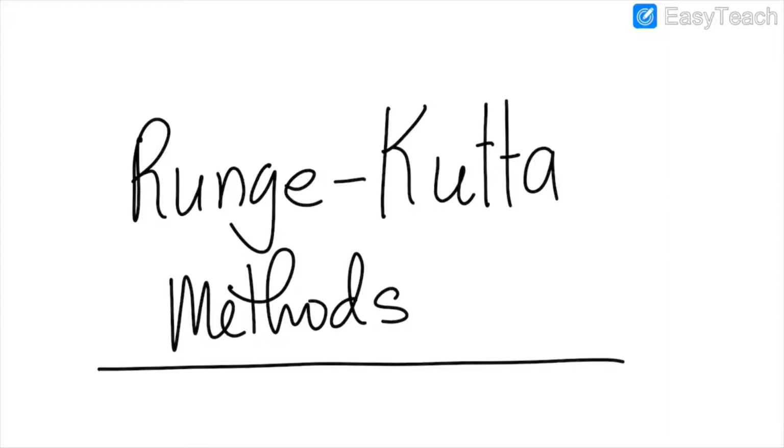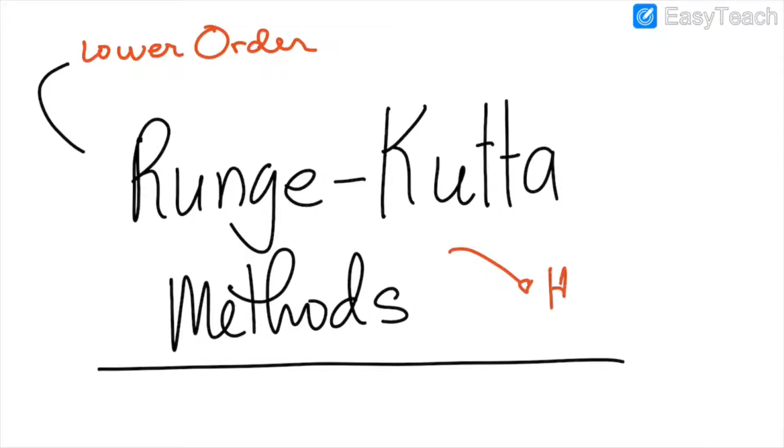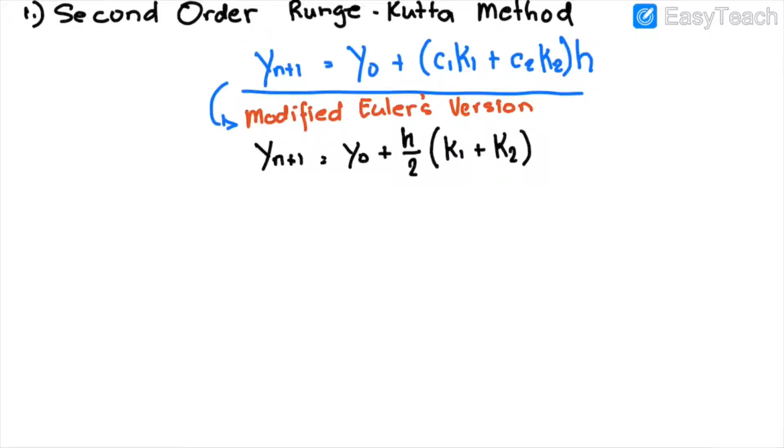Speaking of the order with the Runge-Kutta method, there are two orders of the Runge-Kutta method. First up is your lower order of the Runge-Kutta method, and the second one would be your higher order of the Runge-Kutta method. Under the lower order, we have the first order and the second order Runge-Kutta method. But you are already familiar with the first order differential equations. So we move on with the second order Runge-Kutta method.